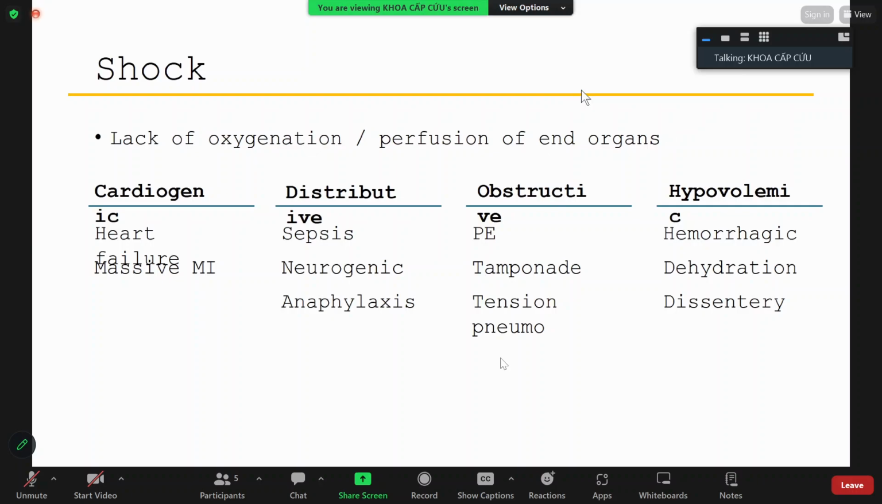Other causes of distributive shock that we don't see as often is neurogenic shock, if somebody has a cervical spine injury or a high thoracic spine injury. And then anaphylaxis is another type of distributive shock. Obstructive shock, we think about most commonly pulmonary embolisms, but also cardiac tamponade and tension pneumothoraces. You can have hypovolemic shock, and I think most commonly, especially in your emergency department, where it seems like you guys see a high volume of trauma patients, is probably hemorrhagic shock. And then also dehydration and dysentery and things like that, patients who are really volume down or volume depleted.